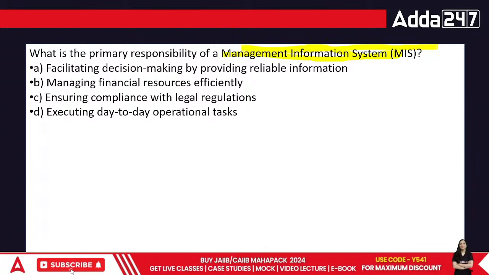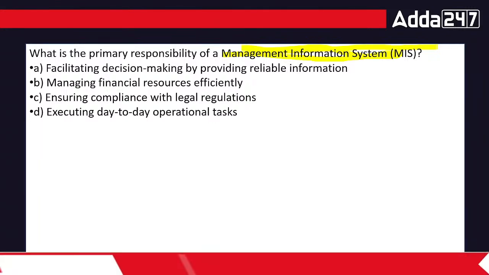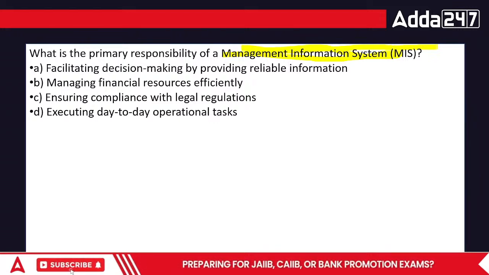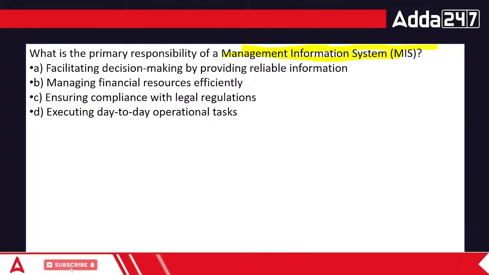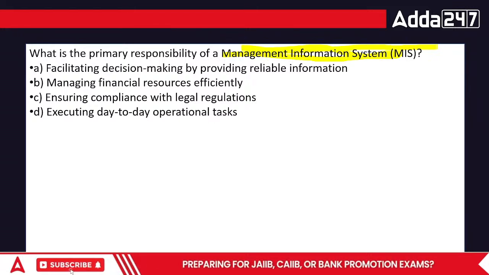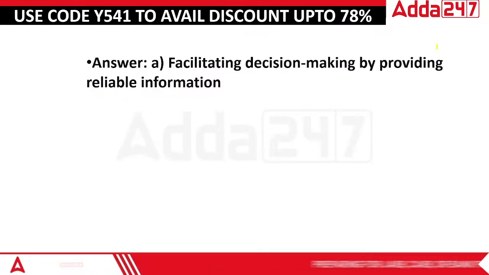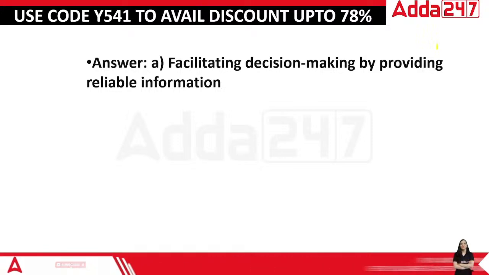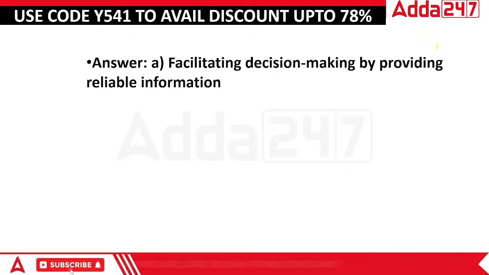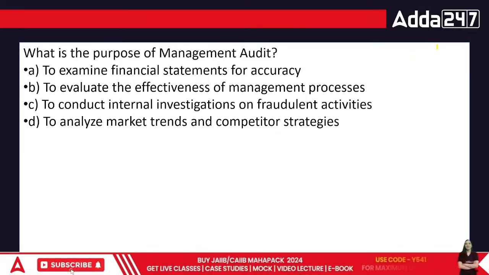Then providing financial resources efficiently, ensuring compliance with legal regulations, or executing day-to-day operational tasks. When we talk about management information system, it can be defined, what is the primary responsibility? It really provides us the information as and when the information is required. Right? That is what we define in the area of MIS. This is one of the control measures.